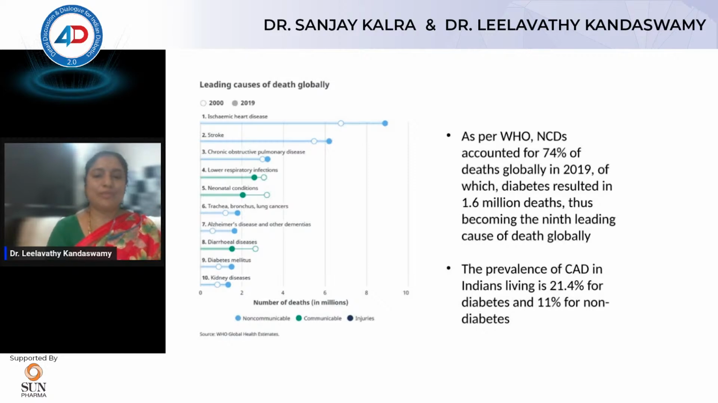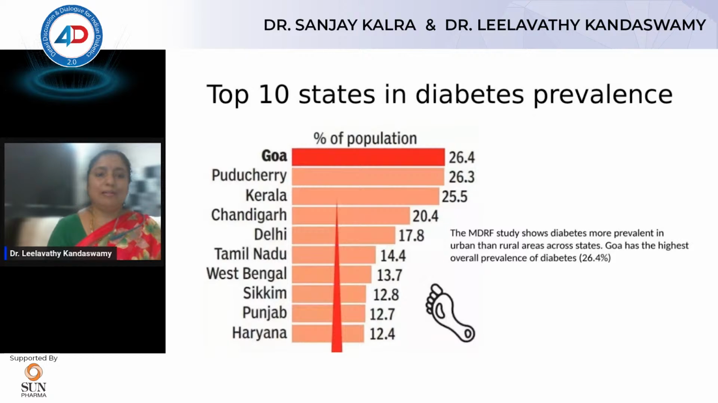If we take cardiovascular disease, 21.4% of Indians with diabetes have cardiovascular disease compared to the non-diabetic, with a 3 to 4 times increased risk of cardiovascular disease in Indians with diabetes. And this is a study the Madras Diabetes Research Foundation published recently.